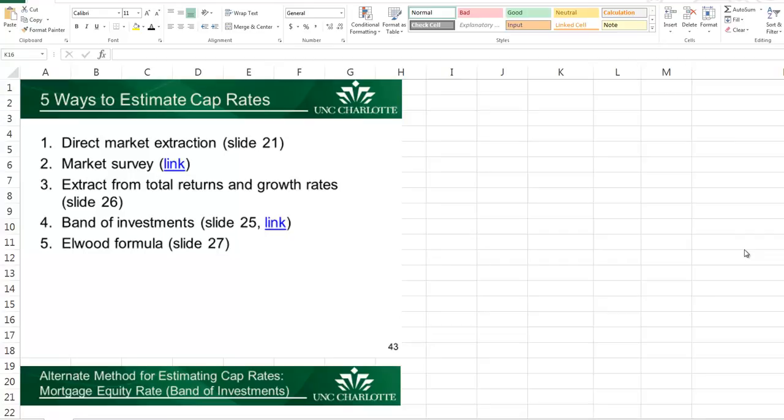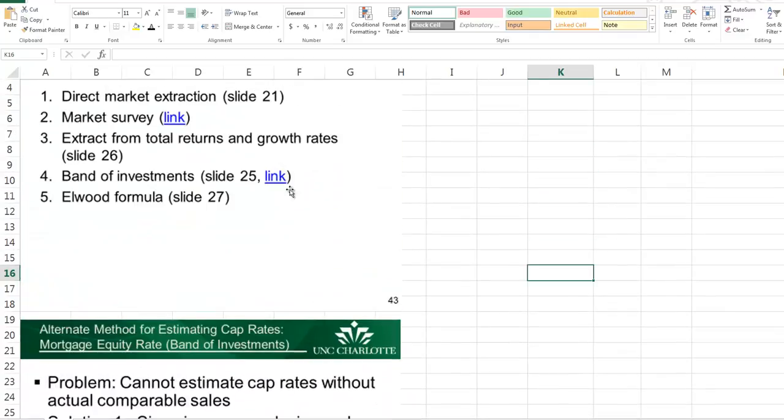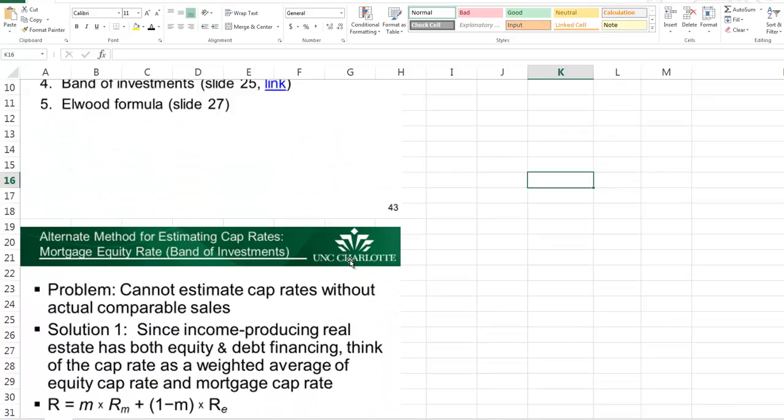This video is going to demonstrate how to calculate the band of investments method of calculating a cap rate. In our notes it's on this slide, and I've copied the slide in here as well as the link to the example.